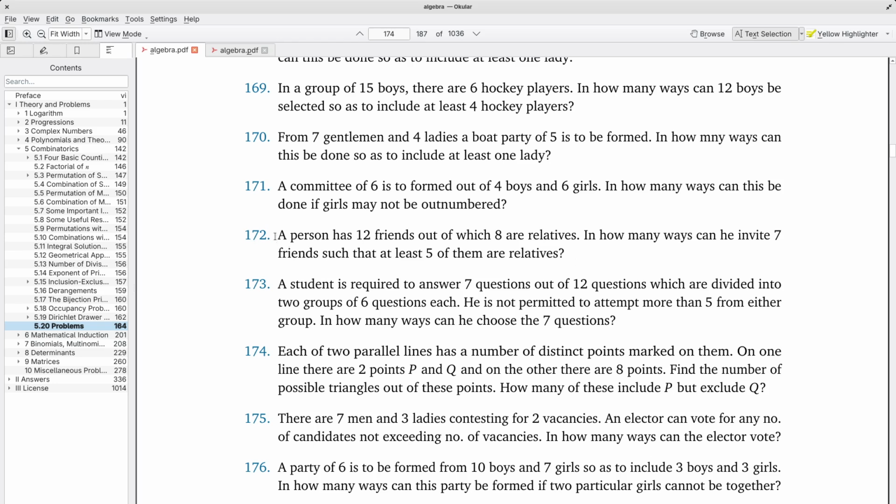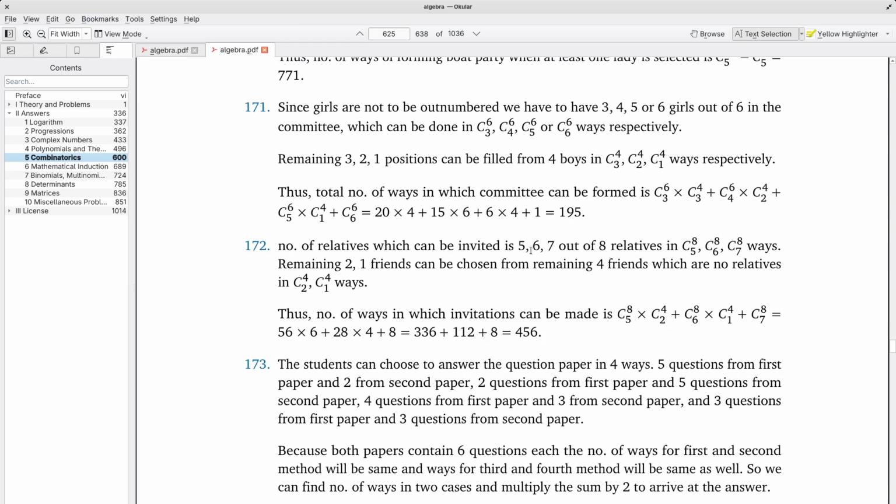Question 172 says that a person has 12 friends, out of which 8 are relatives. In how many ways can he invite 7 friends such that at least 5 of them are relatives? So at least 5 means there could be 5, 6, 7 out of 8 relatives invited, in 8C5, 8C6, 8C7 ways. This C should be capital.